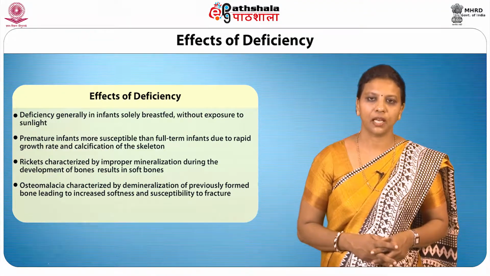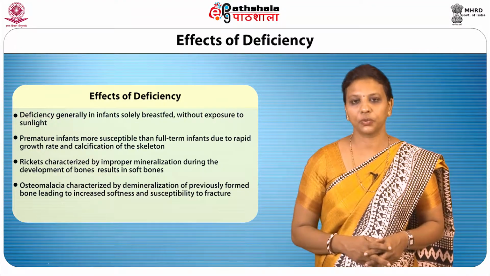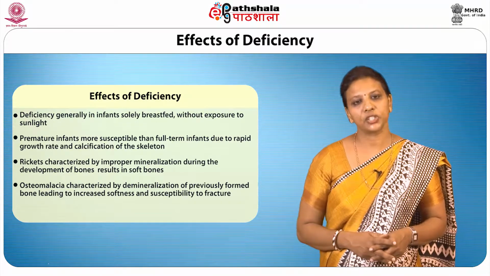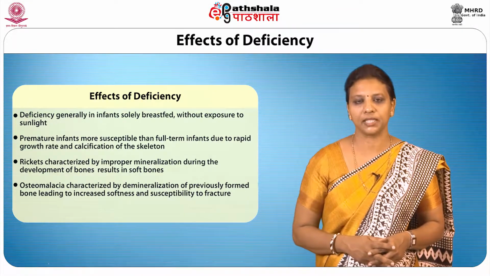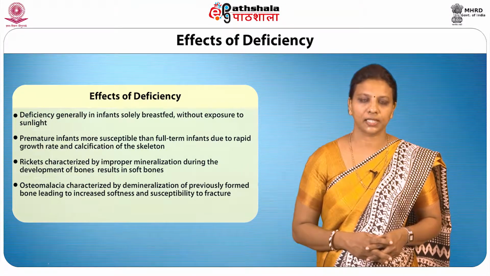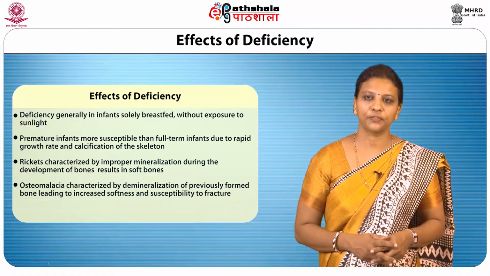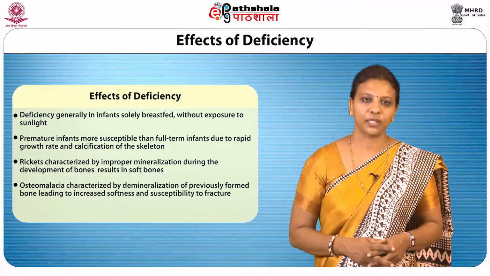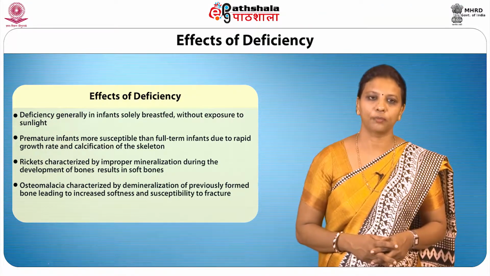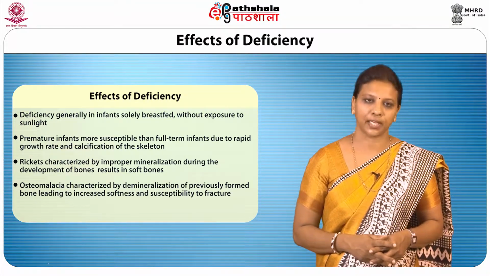Premature infants are more susceptible than full-term infants, since their rapid growth rate and calcification of the skeleton impose additional demands for vitamin D. Rickets is characterized by improper mineralization during the development of bones that result in soft bones. Osteomalacia is characterized by demineralization of previously formed bone, leading to increased softness and susceptibility to fracture.